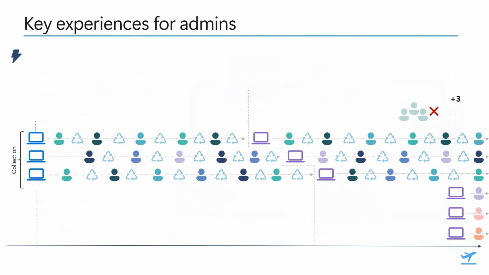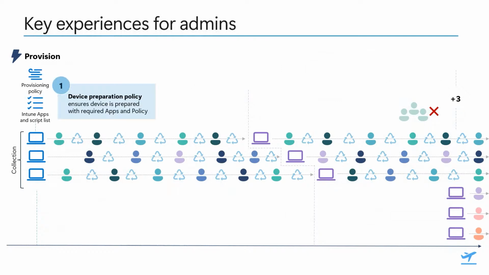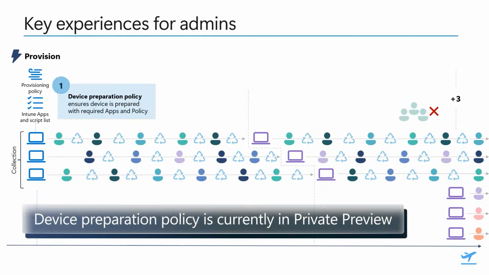So one of the things that we have built specifically to enable that scenario is what we call device preparation policy, which is a type of Intune policy that's typically available for Windows Autopilot devices.